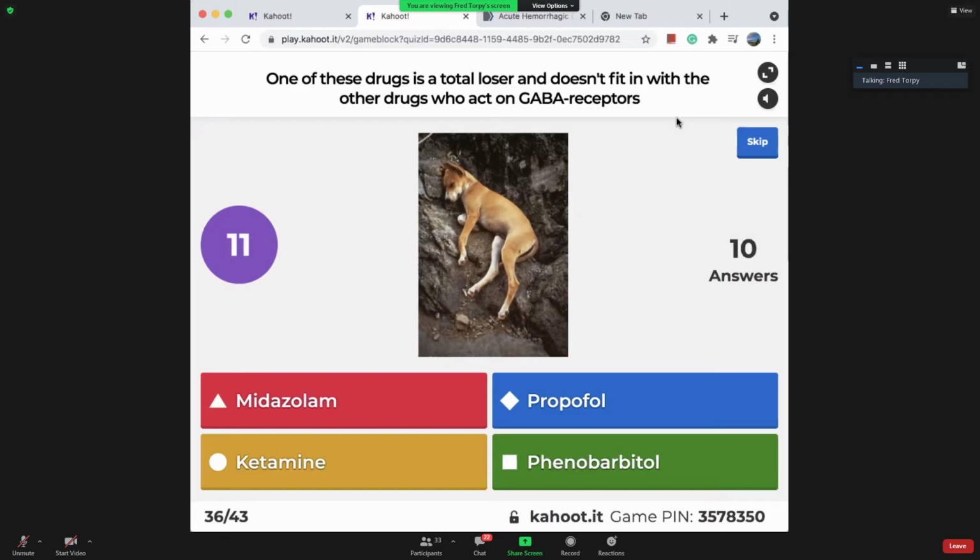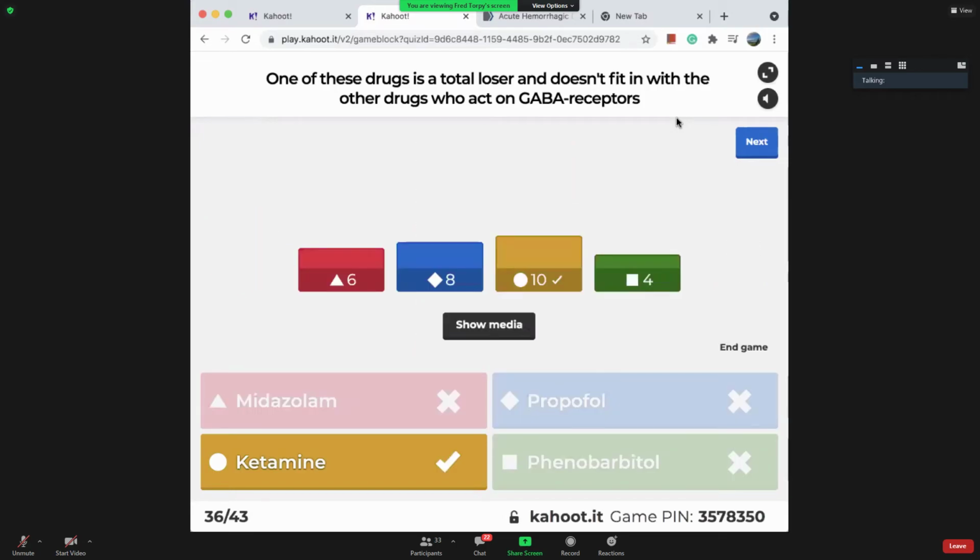So one of these drugs doesn't act on GABA receptors. It's being bullied because of that. I could have given you more time. Oh boy.